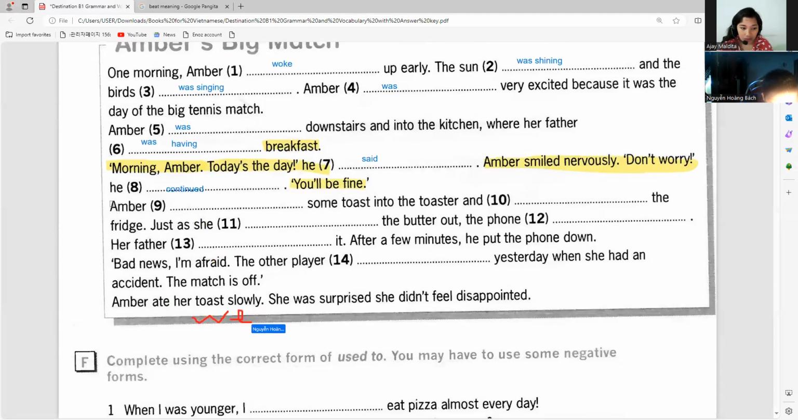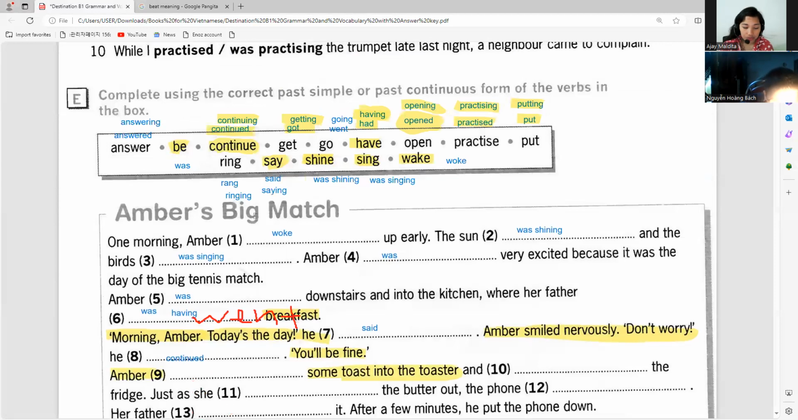Okay, let's move on now. Number nine. Amber put some toast into the toaster. Okay, Amber what? Choose your answer. We still have answer, get, go, open, practice, put. What's your answer now?